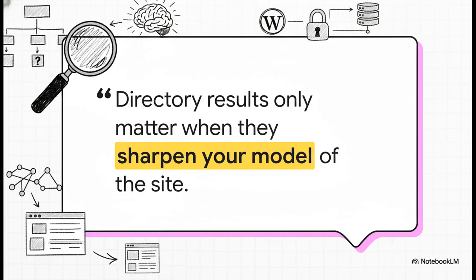Look, finding a directory like admin feels like a win. I get it. But it's totally useless information unless you can place it within a bigger picture. Does finding admin fit your theory that this is a standard WordPress site, or does it contradict it? The discovery itself isn't the real prize. Sharpening your model of the site is.